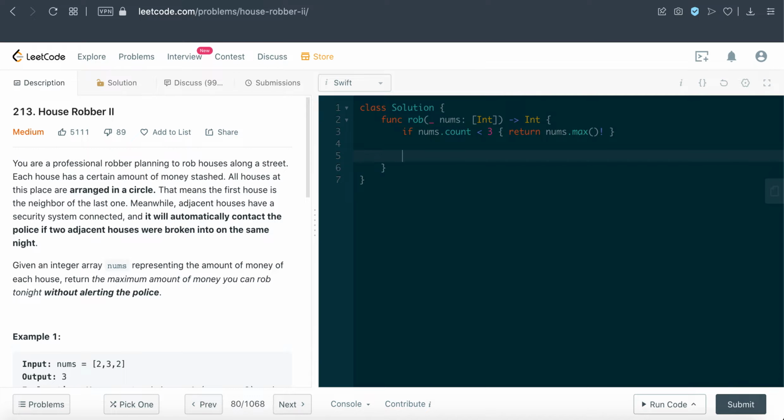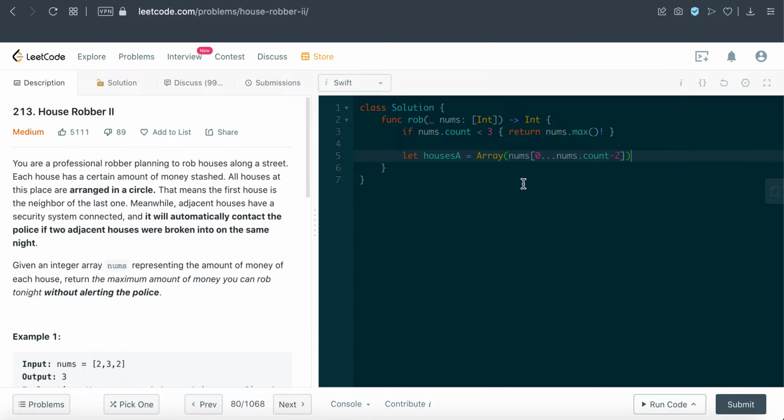And then the second thing is that we want to split the set of houses into two sets. The first one I'll call a constant, housesA, and I'll create an array slice of this array, all the way to nums.count - 2.